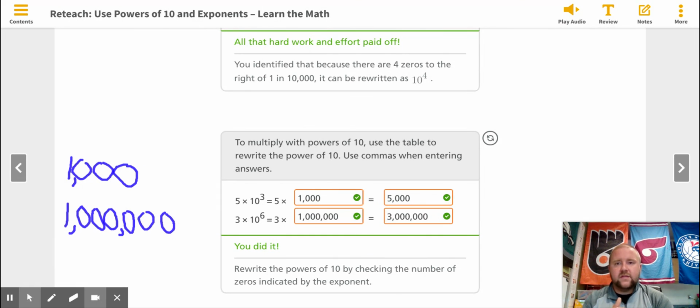Okay, so again, the biggest things you guys have to understand about this lesson is the exponent, when we have a power of 10, tells you how many zeros are following the 1. And when you're multiplying by powers of 10, you multiply the number you have times 1, and you put that down. And then the exponent with the 10 tells you how many zeros you add on to the answer.